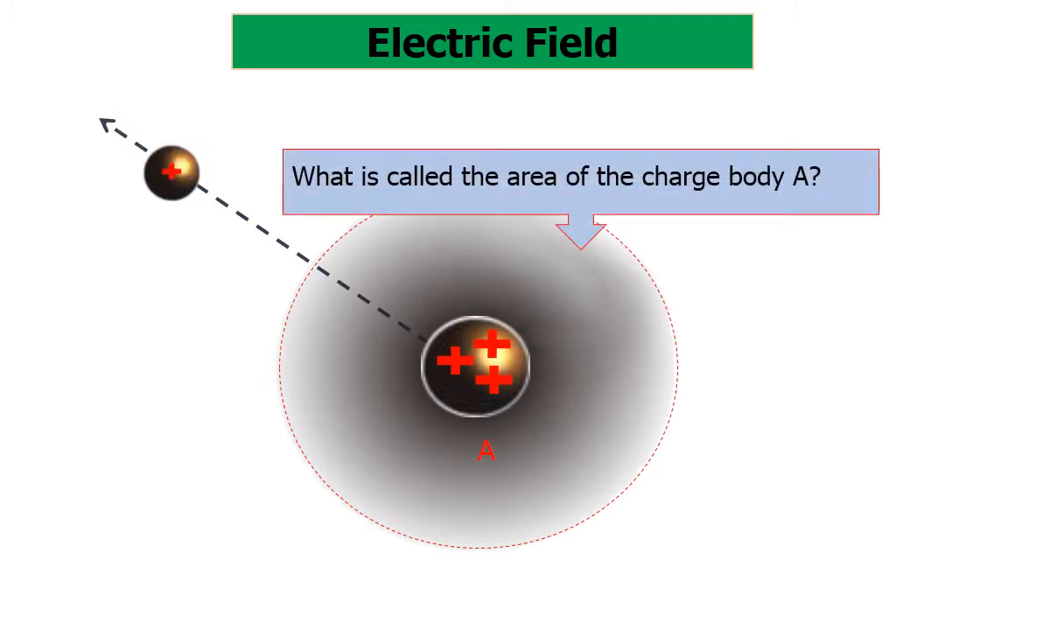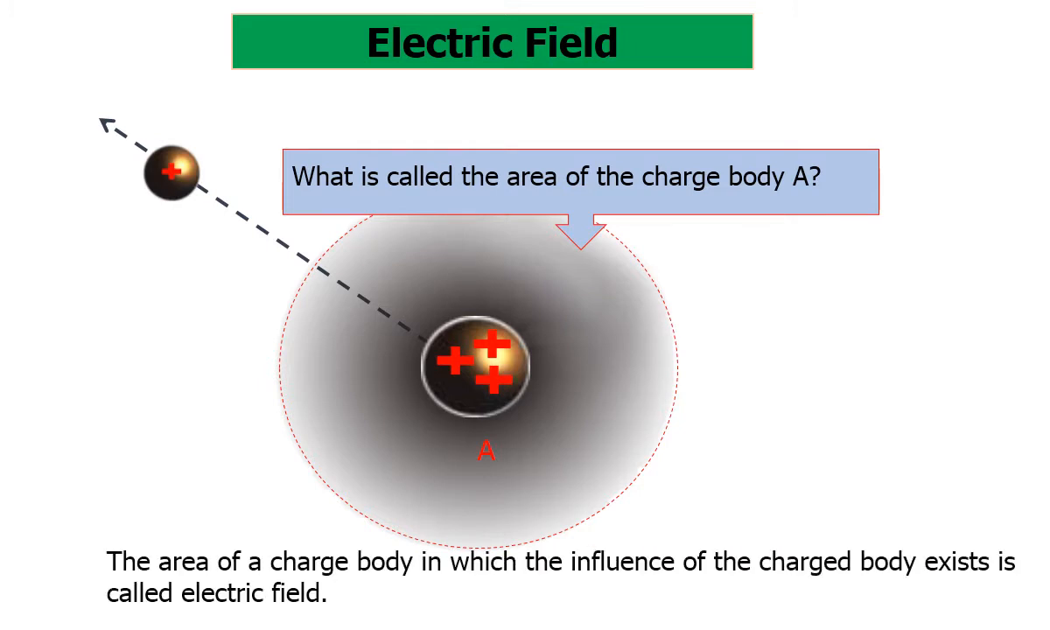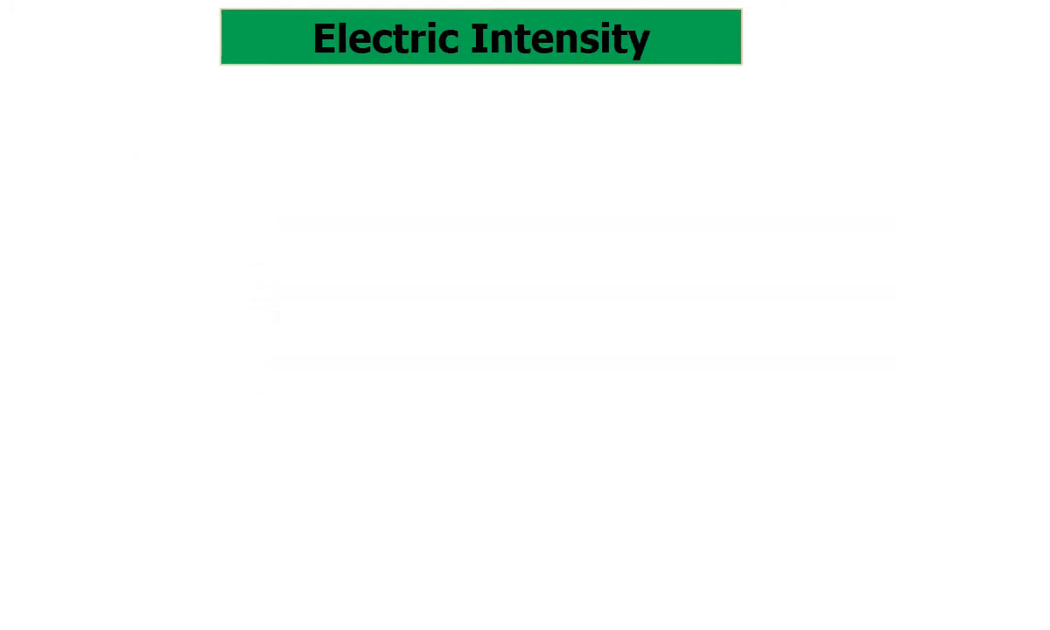So what is the area of the charged body A called? It's called electric field. So the definition of electric field is the area of a charged body in which the influence of the charged body exists is called electric field. And out of the electric field, any place we can say that is infinity.